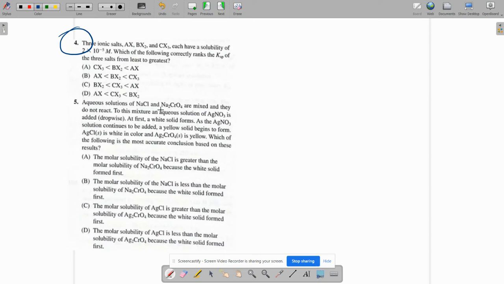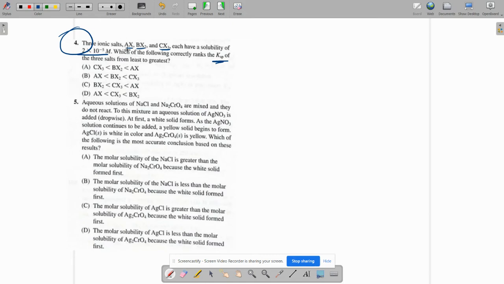That's okay. So this one says 3 ionic salts. They all have different numbers of ions. Each have a solubility of 2 times 10 to the negative fifth. Which of the following correctly ranks the Ksp values? So this one is very similar to number 3, actually.